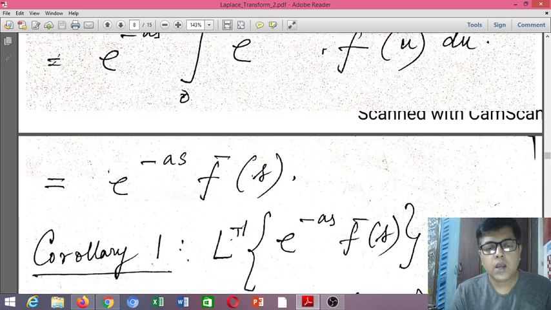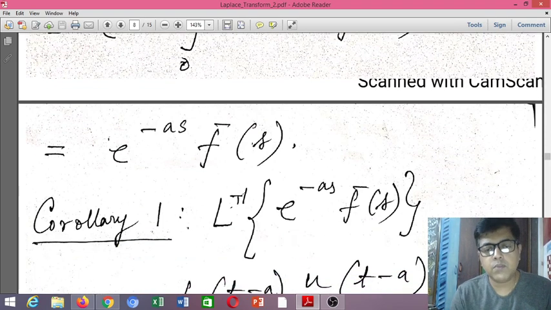So this is a very important theorem of Laplace transform. L of f(t minus a) u(t minus a) is always equal to e to the power minus as into F bar(s), provided the Laplace transform of the function f(t) is known to be equal to F bar(s). Otherwise, this theorem will not be applicable.